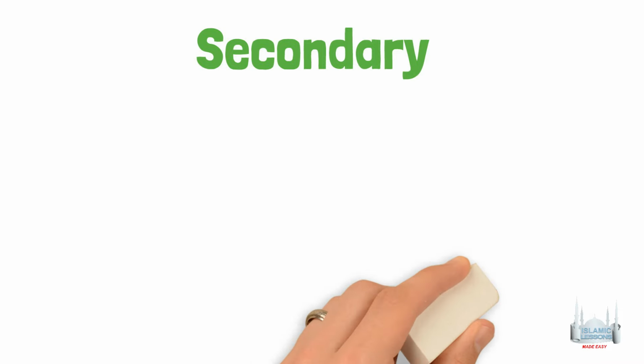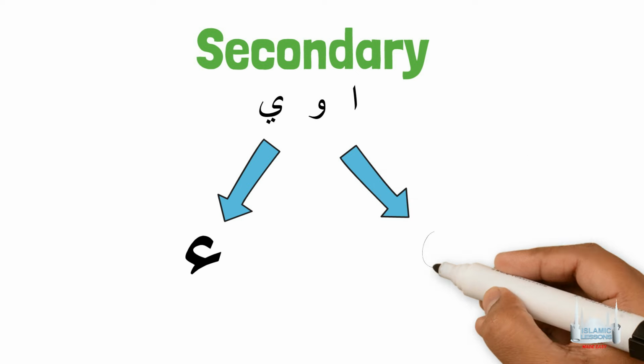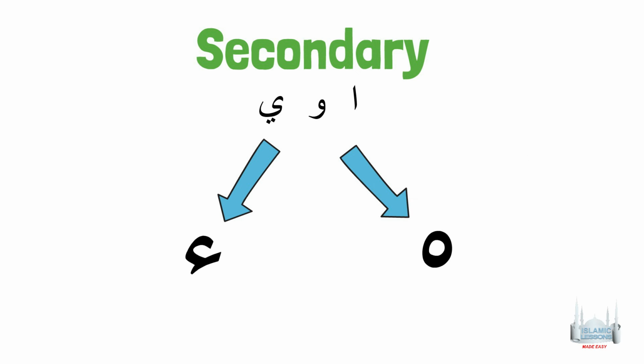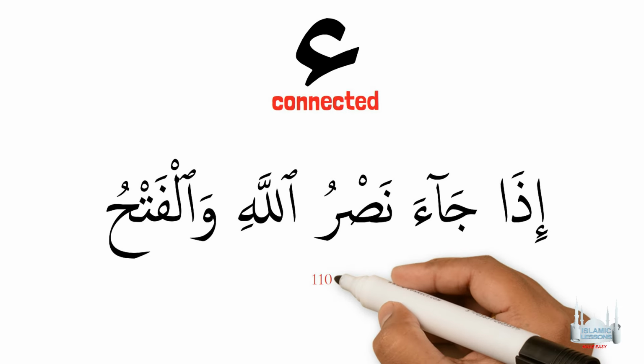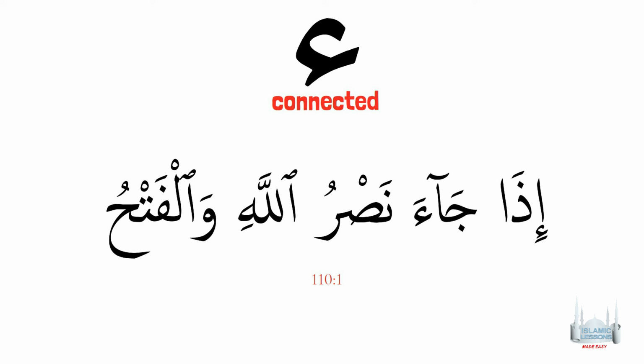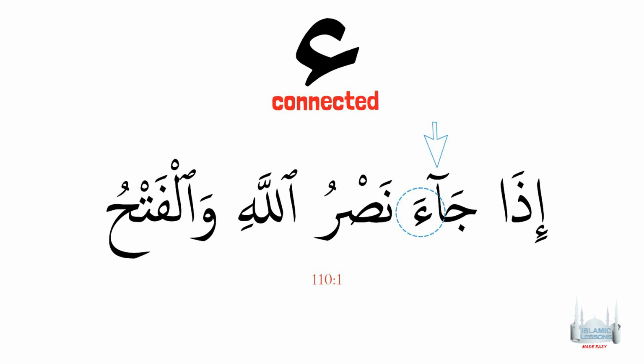The secondary mad occurs when you see a long vowel, and after it you see the letter Hamza, or you see a Sukoon. If you see a Hamza after the long vowel, there could be 2 scenarios. The first scenario is when the Hamza is connected to the same word as the long vowel. In this example, we see a long vowel and we see a Hamza directly after it in the same word. If you see it like this, then we lengthen the long vowel for 5 counts.